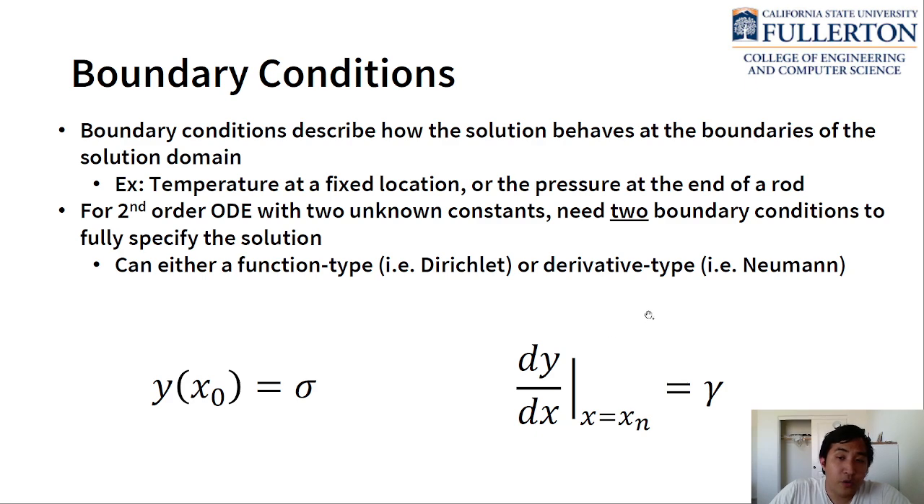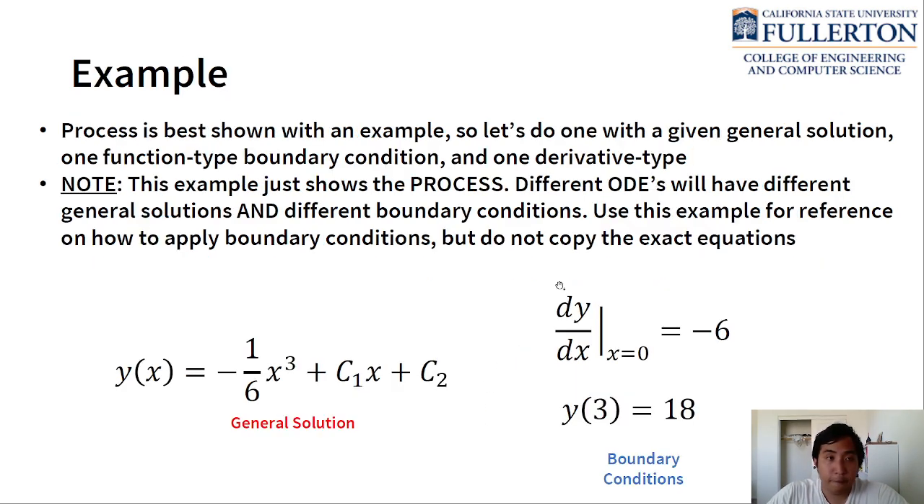The other type of boundary condition that you might have is what I call a derivative type, the formal name for that being Neumann boundary conditions, where you specify the value of the derivative of the solution at a given point. Okay. All right, and so with a concept like this, where it's really a process that you have to follow, I think the best way to learn this is through an example.